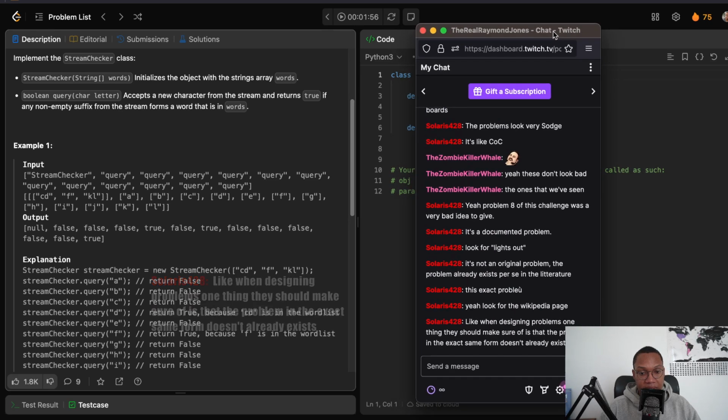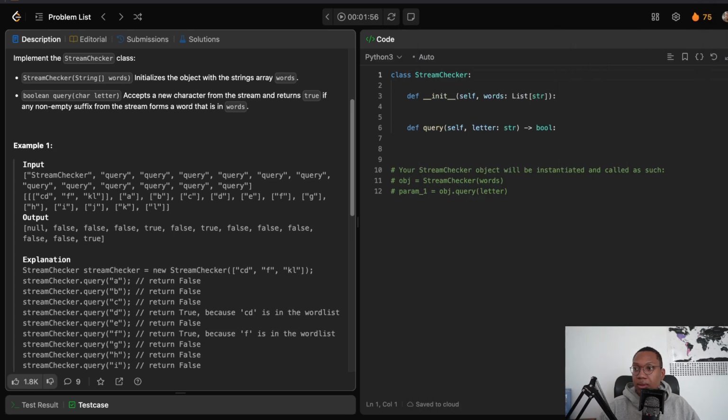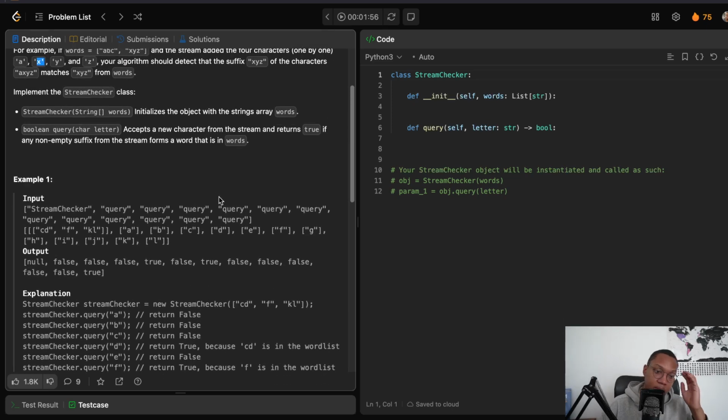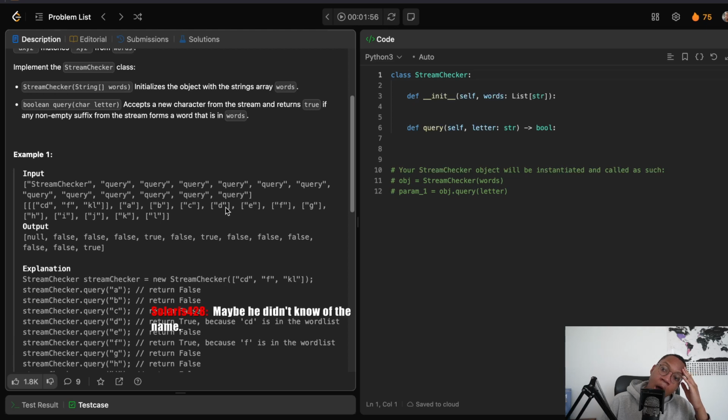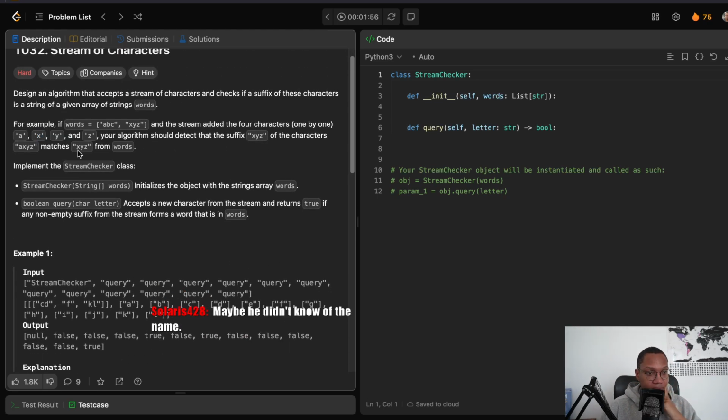Like when designing problems, one thing they should make sure is that the problem in the exact same name form doesn't already exist. Yeah. True. I think, but I'm surprised too. I didn't hear Bedsimp mention this when he was solving it. Cool. So maybe you didn't know the name.